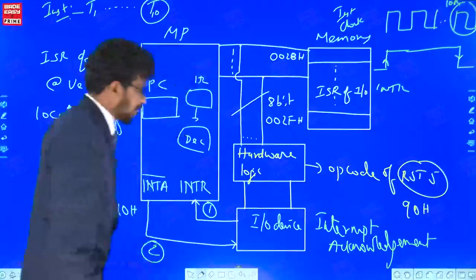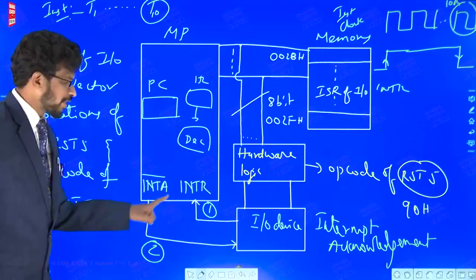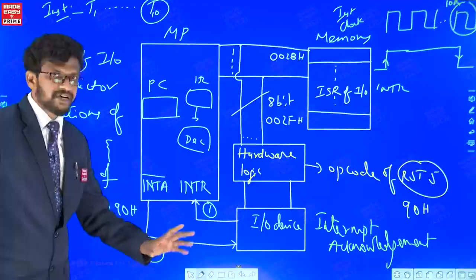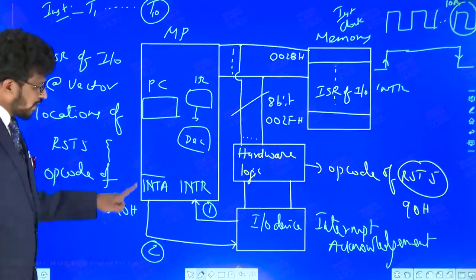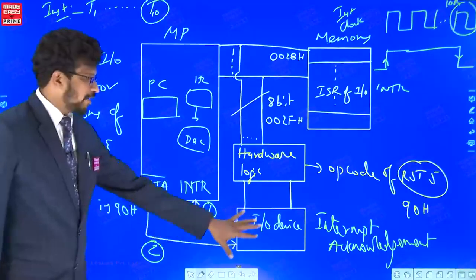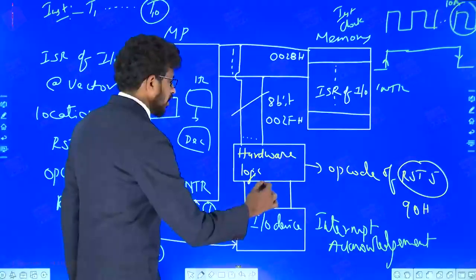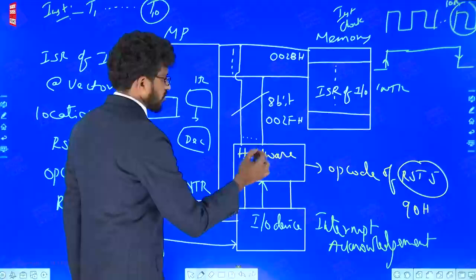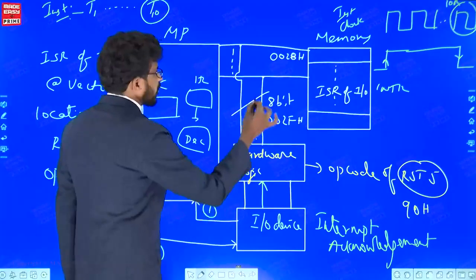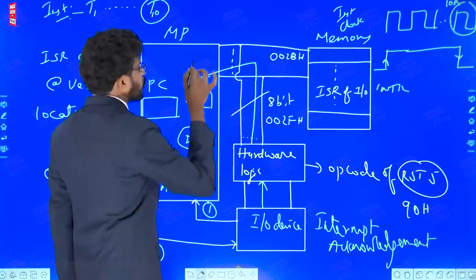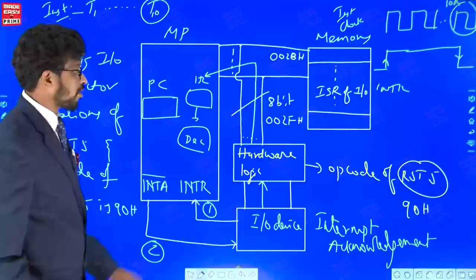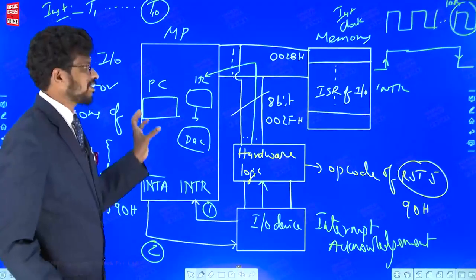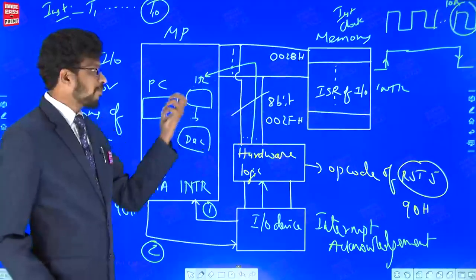Interrupt acknowledgement. So this interrupt acknowledgement is required only with respect to INTR, not for other interrupts. Fine. So when interrupt acknowledgement is received, this IO device will now activate the hardware logic. So what does hardware logic contain? The opcode of the instruction. It means now we are supplying the instruction from outside of the processor, not supplying inside the processor. Opcode is coming from outside.